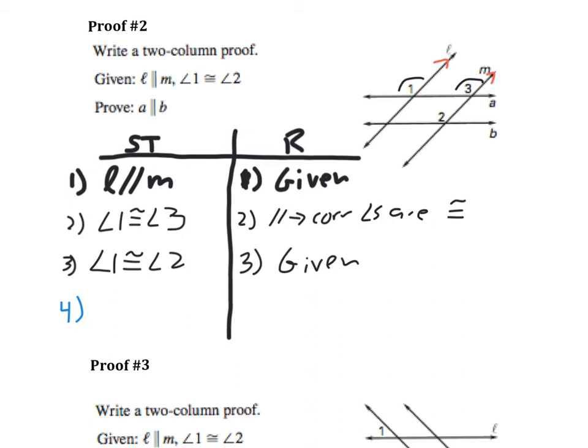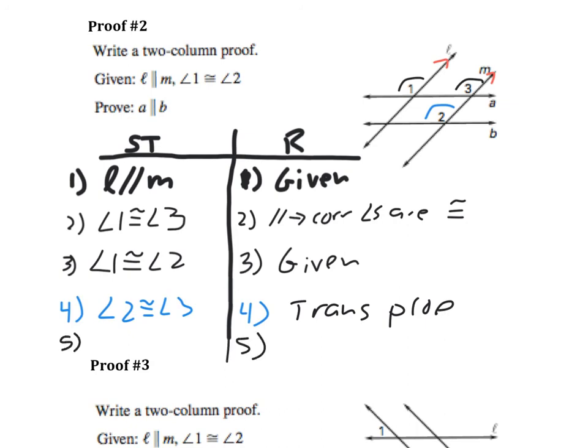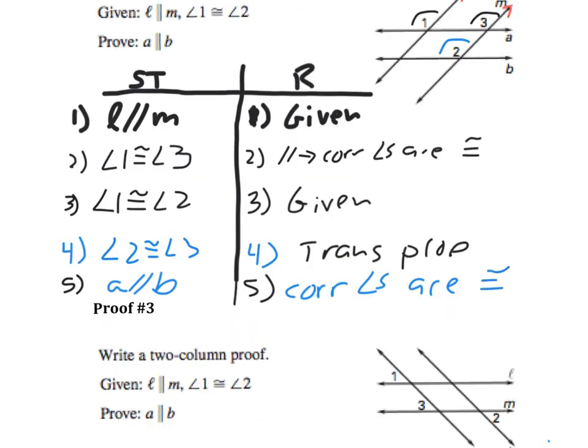What did you write down there, please? Congruent now, too. Great, and the reason for that is the transitive property. And the last thing is what? Please whisper romantically to your neighbor. What is our conclusion? Congruent. Therefore, we have parallel lines.